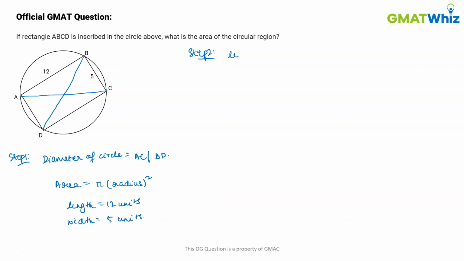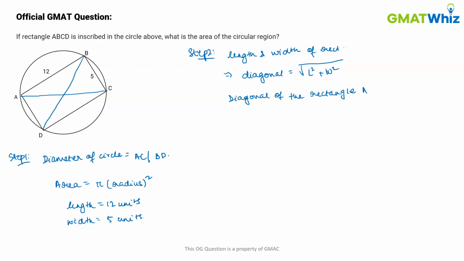If we know the length and width of a rectangle, then it is possible for us to find the diagonal, which is given by the formula square root of the square of L plus the square of width. Using this formula, we can find the diagonal of the rectangle ABCD, which will be equal to the diameter of the circle. Keeping these two in mind, we calculate the value of the area of the circular region in step 3.